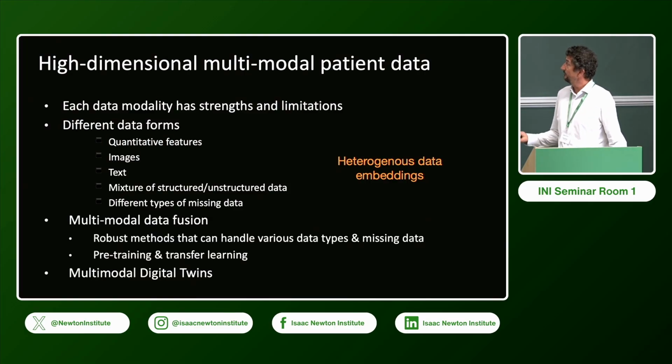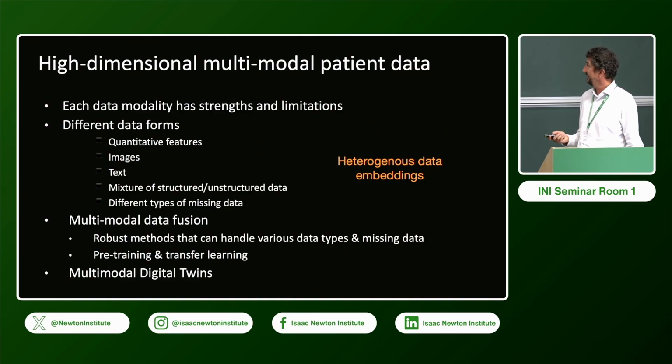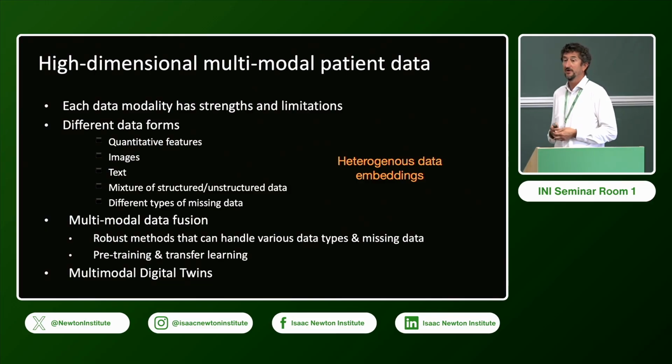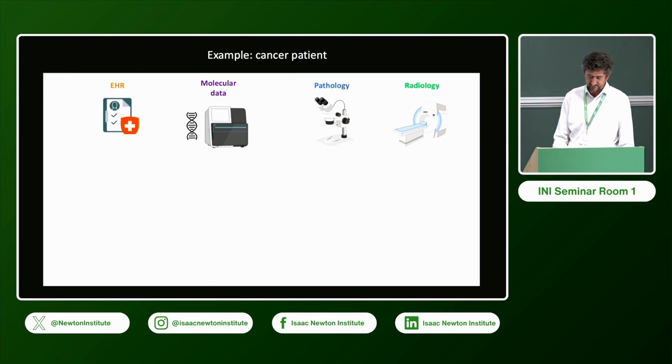And so this is the topic of research in the lab for the last decade or so. We developed robust methods that can handle various data types, also in the context of missing data. We use concepts of pre-training, transfer learning, and foundation models. And then at the end, I will talk a little bit about how we propose to develop multimodal digital twins.